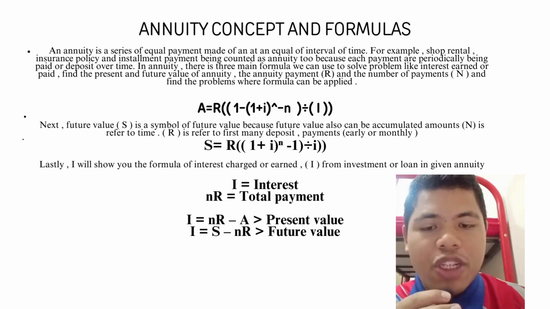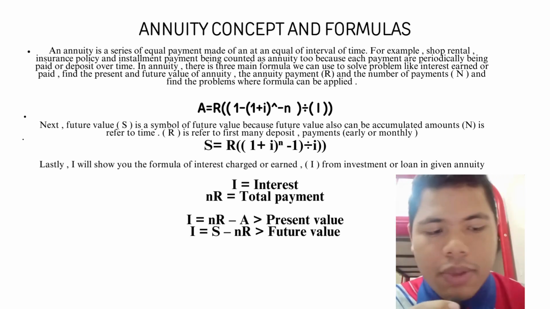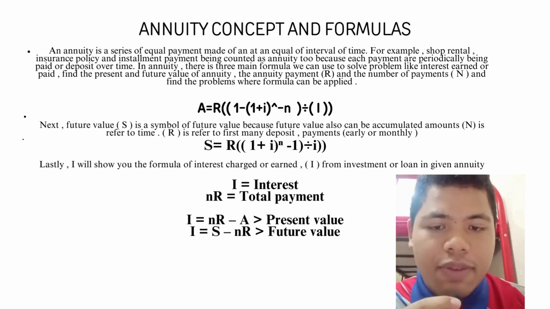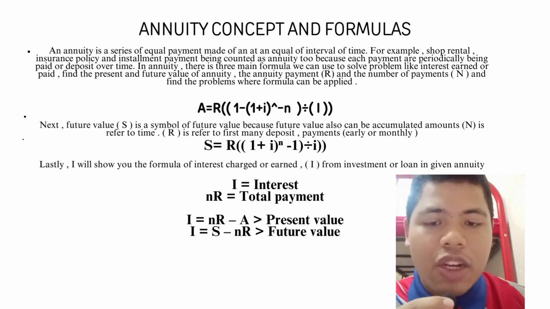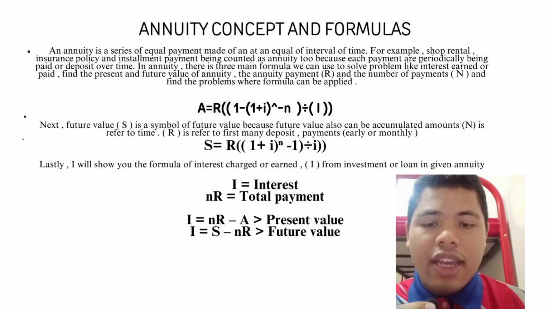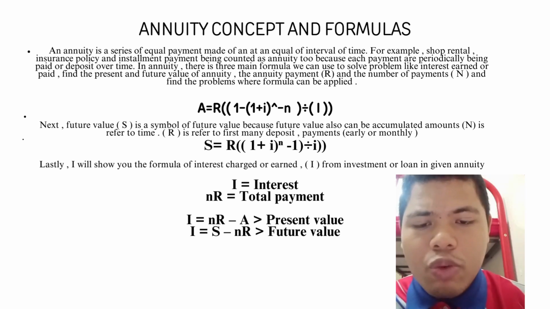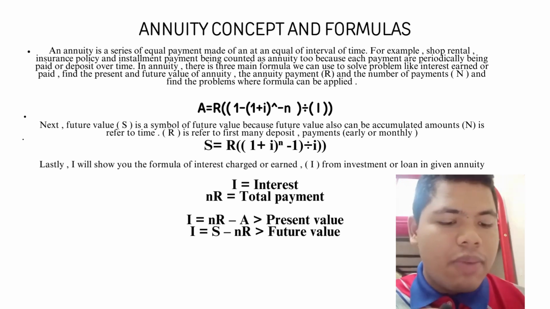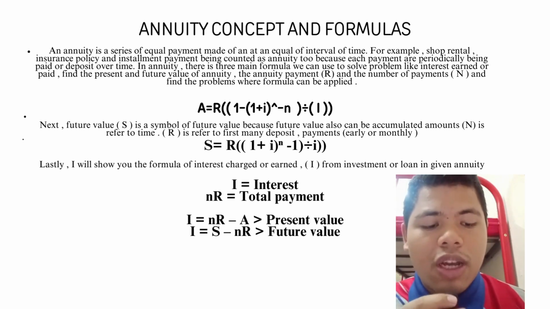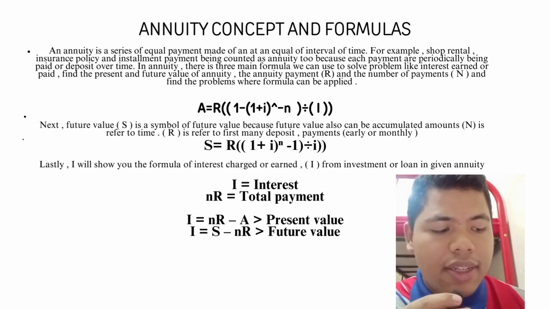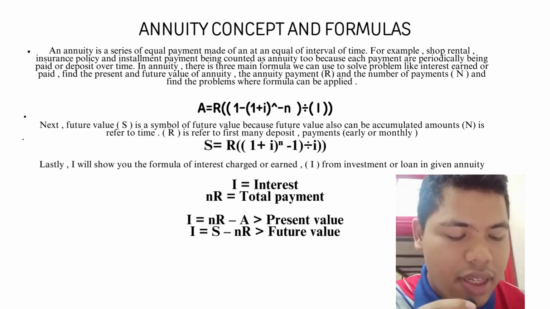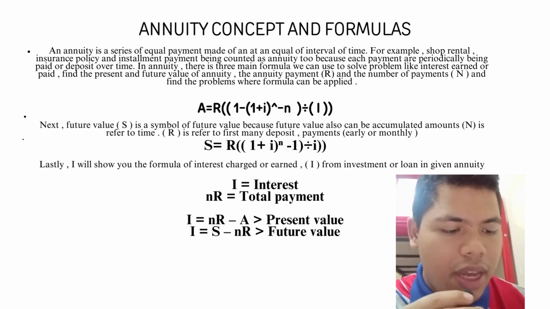Let me show you the formula. Firstly, we have the present value formula. A stands for present value. Present value means the money we currently have or the money we pay monthly or weekly. The present value can also be called the initial value. It's the sum of periodic payments. You can see the formula up there.